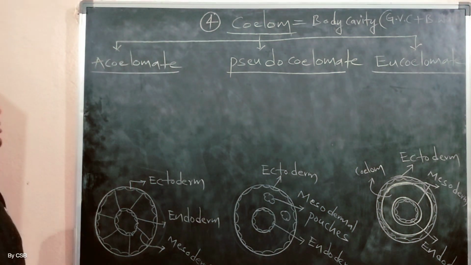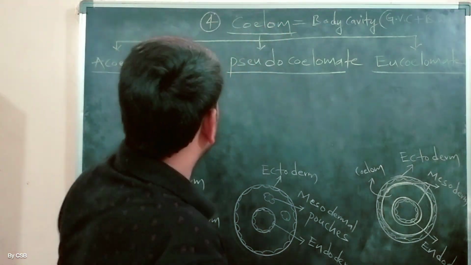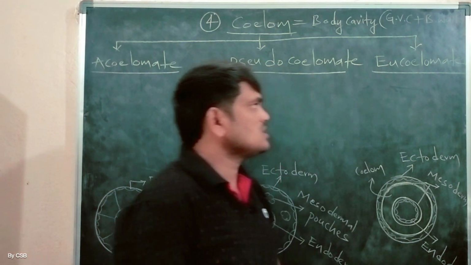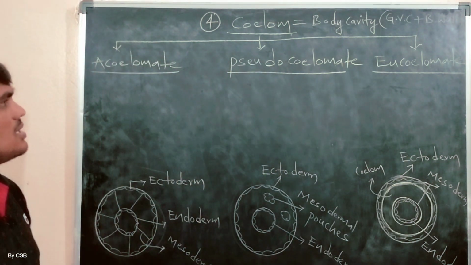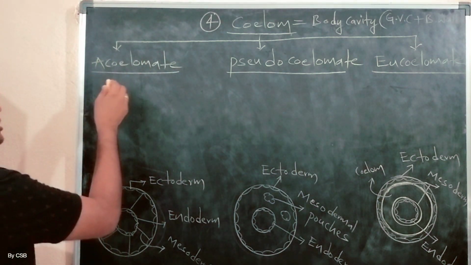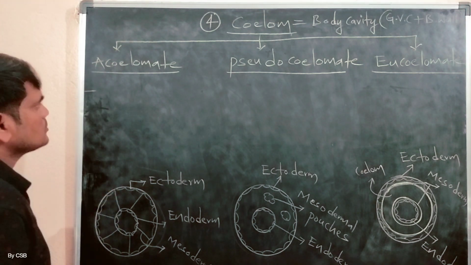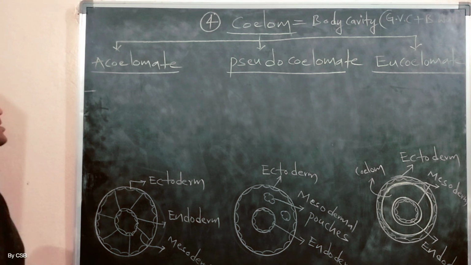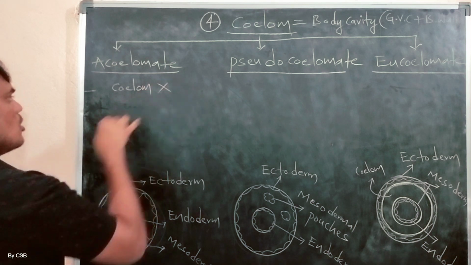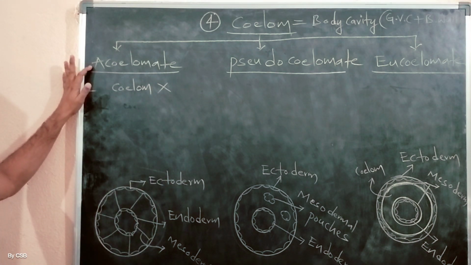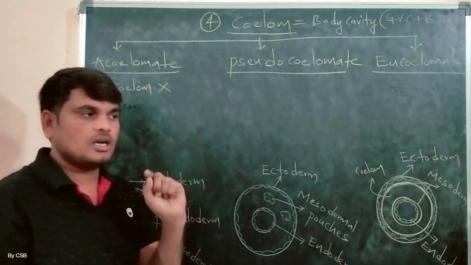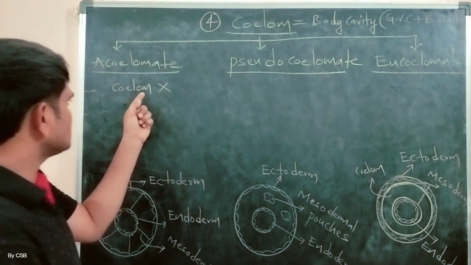Based on the coelom, animals are of three kinds: acoelomates, pseudocoelomates, and eucoelomates. Let me give the examples here. Acoelomates. Why do they call them acoelomates? Because coelom is absent. A means absent. Coelom, the body cavity, is absent in acoelomates.